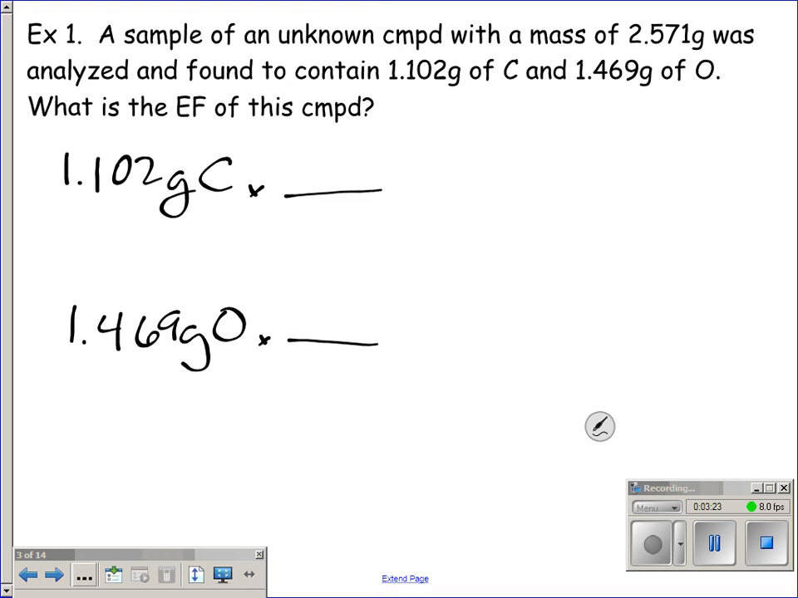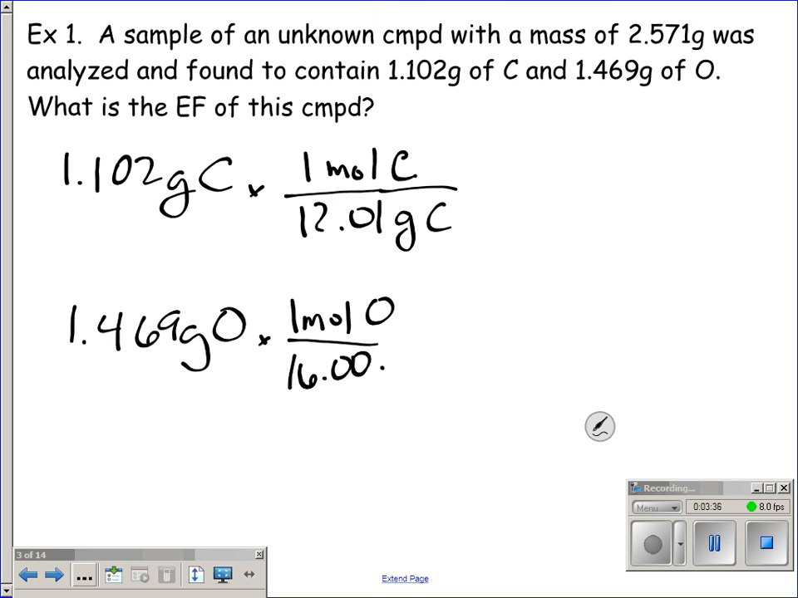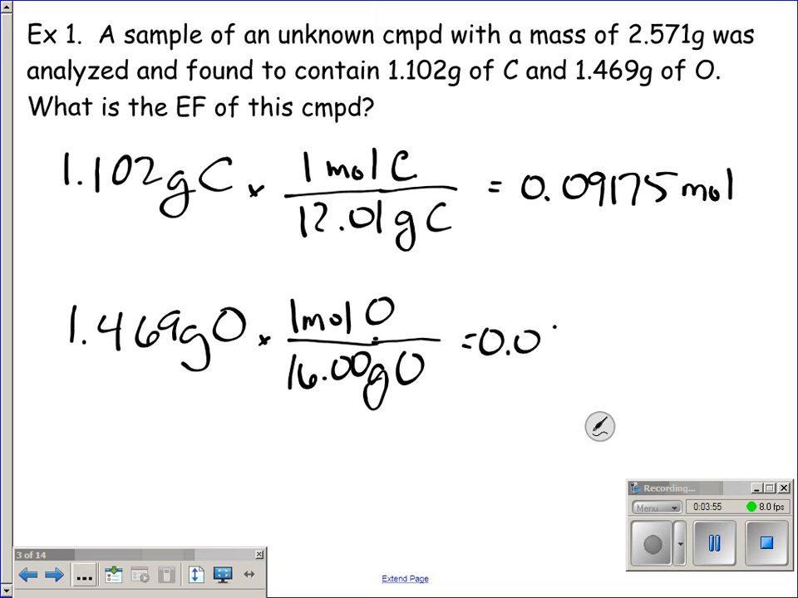Calculator dead. Okay, so carbon, you're converting to moles, right? 1 mole of carbon, and oxygen you're converting to moles. Carbon is 12.01 grams, which is a smaller mass. Oxygen is 16.00. Where am I getting these numbers from? The periodic table. And I'm giving you the calculated versions just so you have a sample in front of you for each of these. But this first one gives you 0.09175 moles. The second one gives you 0.09181 moles. I'm videoing too, so if you want to rewatch, it's cool.